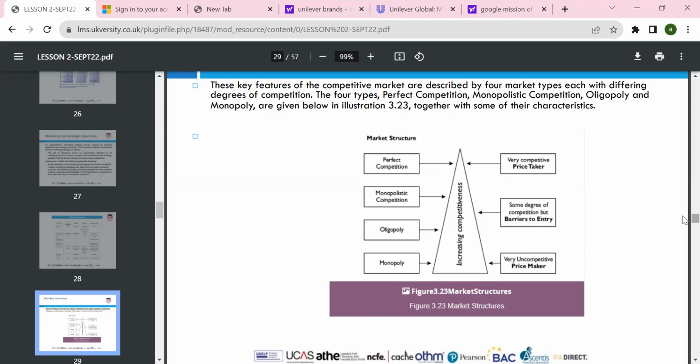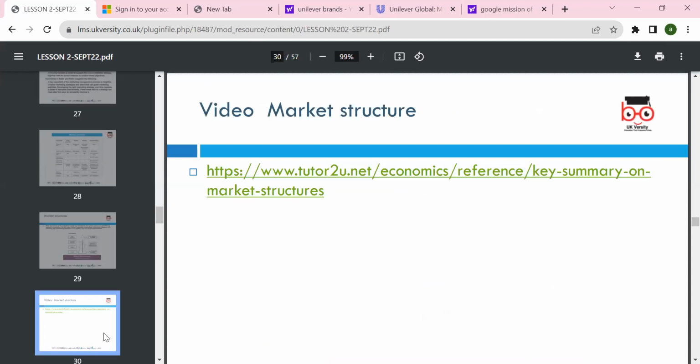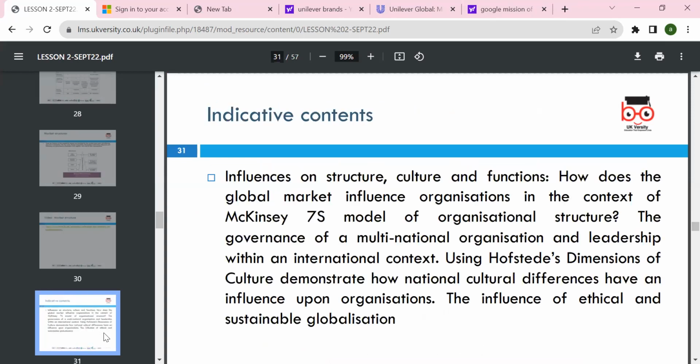So in perfect competition, there are many companies competing with each other. Sorry, did you want to ask something? No. Okay. Please, we included a link in these slides for you to look at and watch the market structure video, so please do so as well.